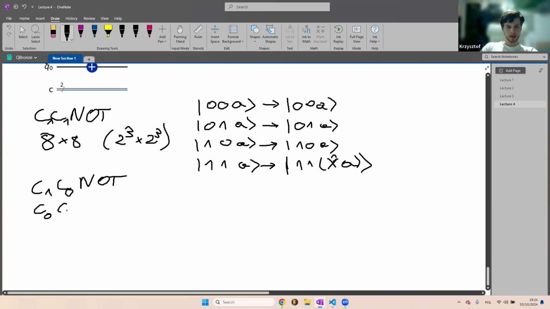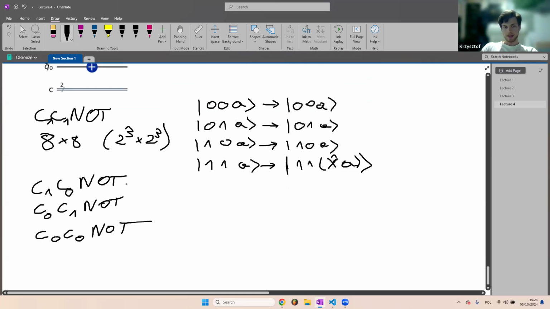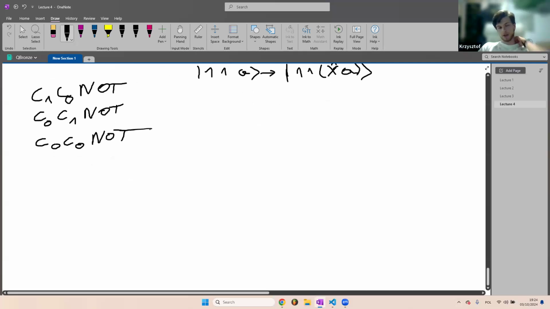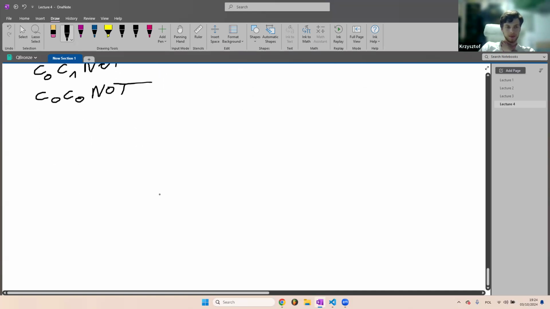And this is what the last notebook is about: constructing different combinations of C0 and C1 NOT gates. I will not cover this because we don't have much time. This lecture is already very long, but this is the last notebook. This is the question of the last notebooks you will consider.